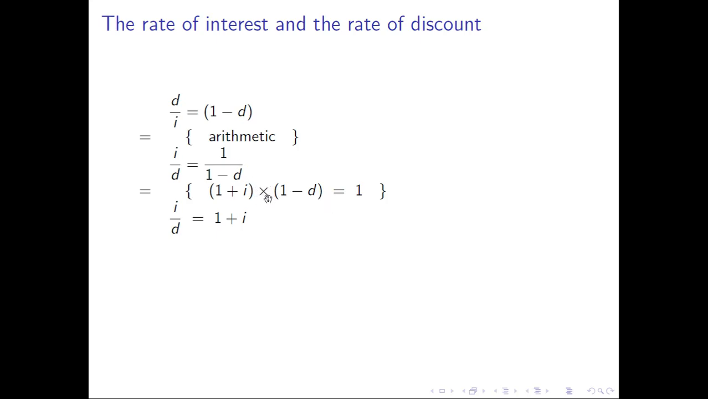If you remember the alternative forms for this formula, we had 1 plus i equals 1 over 1 minus d. So we can apply that. And now, well, we just proved this, so we know this is true. Therefore, this is true. And we're done.